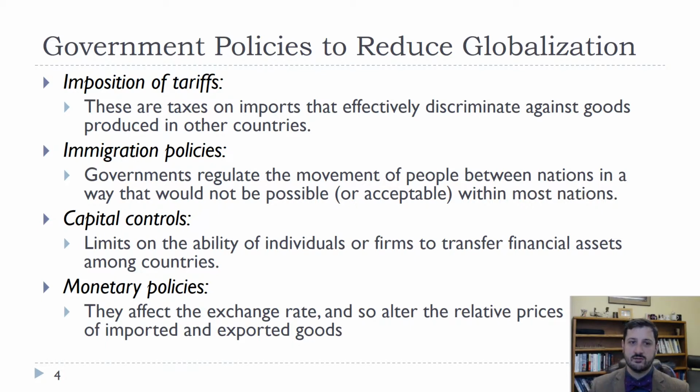We've had immigration policies. So the United States, of course, has always been a country of immigrants, but starting in the late 19th century, we started putting different restrictions on who could move to the country. Capital controls. So this is sometimes harder, but it's the idea that you try to limit the ability of individuals or firms to move their financial assets. All right. So if you can limit movement of bank accounts, of stocks and bonds, all of that stuff across national boundaries. And then also monetary policy.